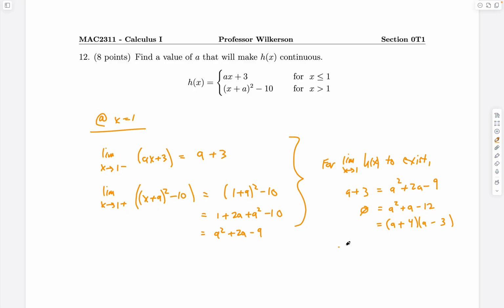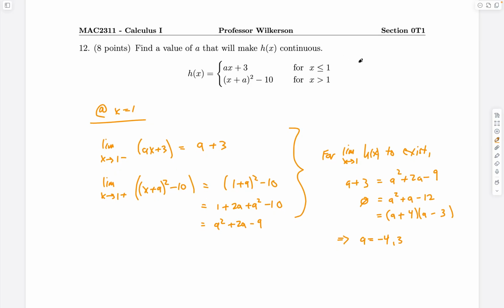This tells me then for the limit to exist, a would need to be either negative 4, right? Because you're going to set this equal to 0, or a would be 3. Right? So both of those, whichever one we chose, would guarantee that my limit would exist. Now remember, for the y value, because we're checking continuity, you need limit and y value to both be that. The y value of h at 1 would be a plus 3.